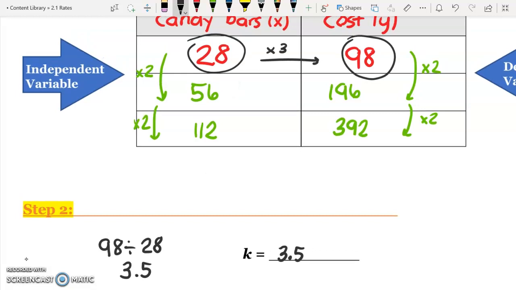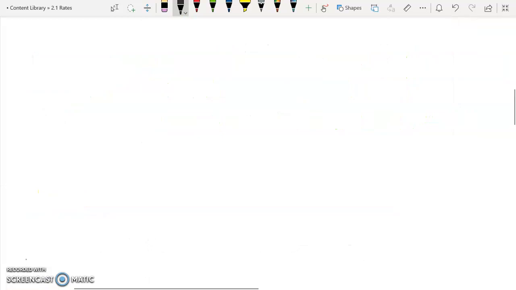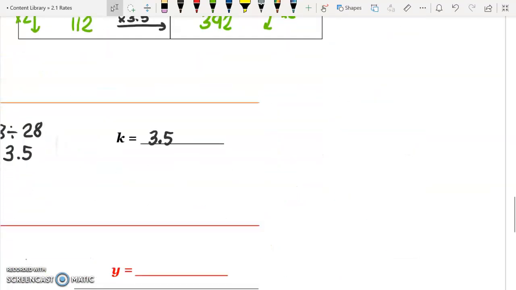Again, all that means is if we take our x value, so 28 times 3.5 gets us to 98. 56 times 3.5 gets us to 196. And 112 times 3.5 gets us to 392. So that's our constant of proportionality.